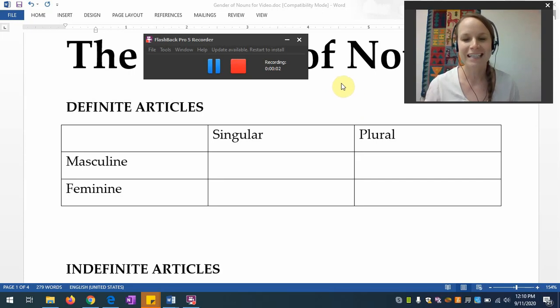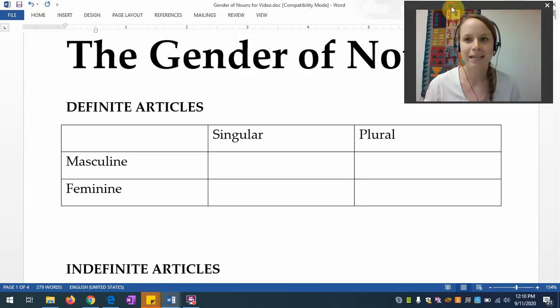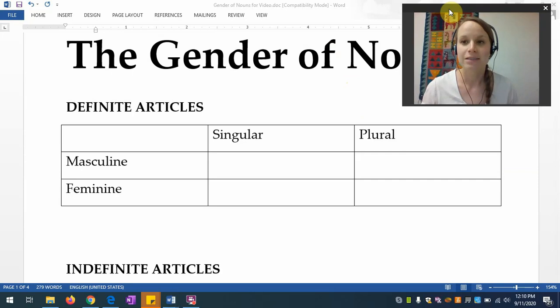Hola, clase! We're going to talk today about the gender of nouns. So a noun, of course, is a part of speech, and it's a person, place, thing, or idea. There are nouns in both Spanish and English, but nouns in English are not gendered. They don't carry a masculine and feminine gender. So this concept is not unique to the Spanish language, but it is different between Spanish and English.